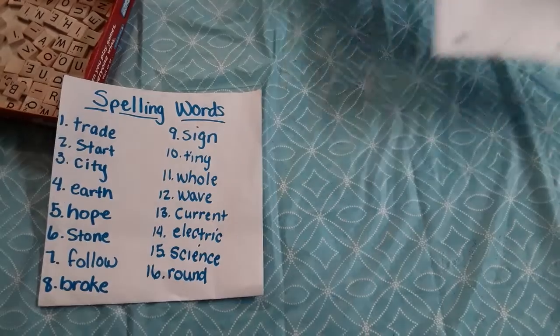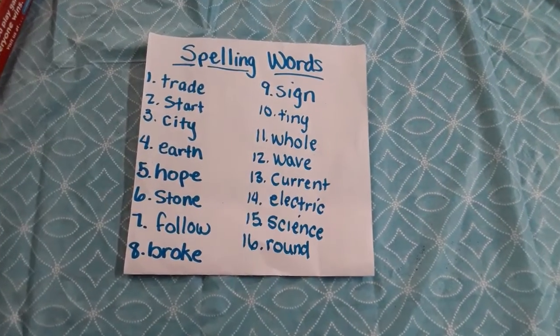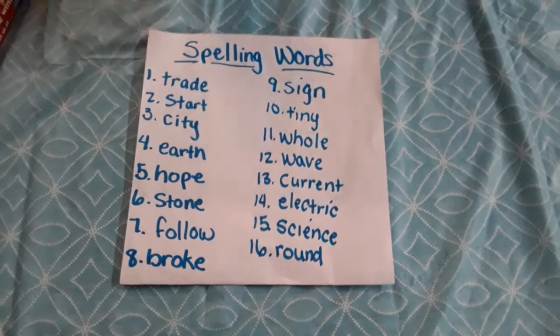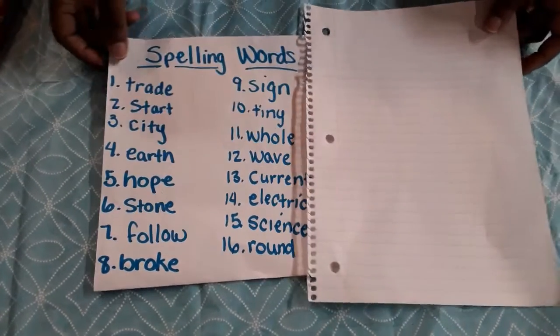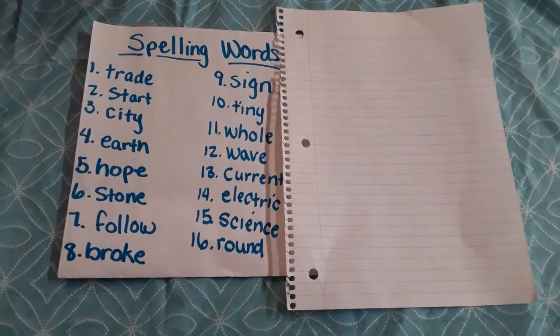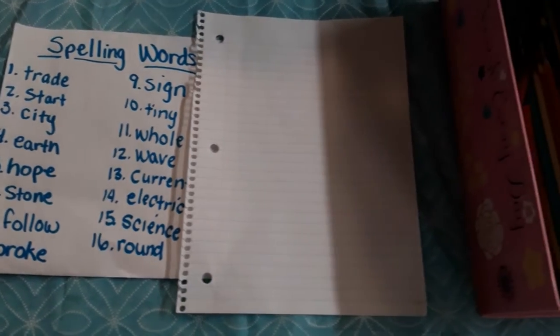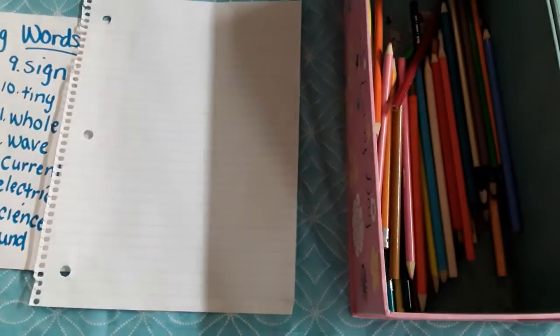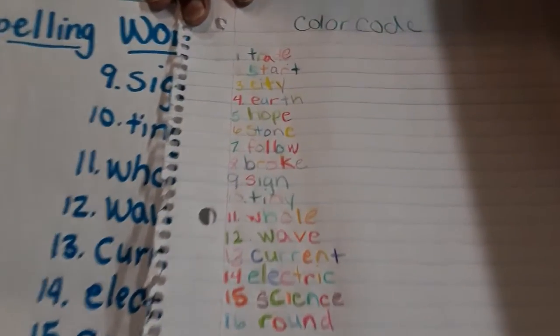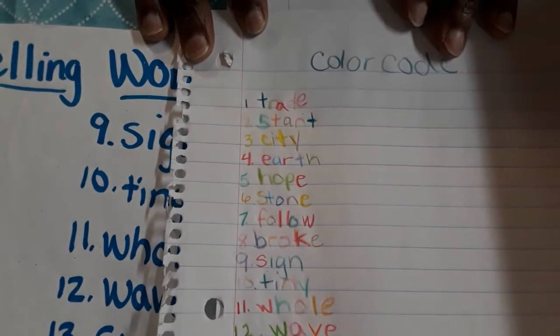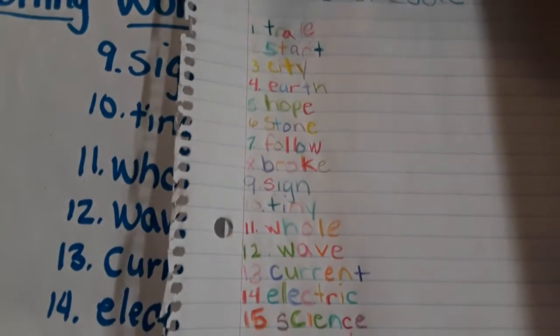All right, we have another activity that is called color code. With this activity, the child is going to need their spelling words. They're going to need a clean sheet of paper, and they're going to need color pencils. With this activity, the child is going to write the spelling words in different colors. As they write their spelling words, each spelling word is going to have a different color. What this activity does is it lets the child be as creative as they want to be.